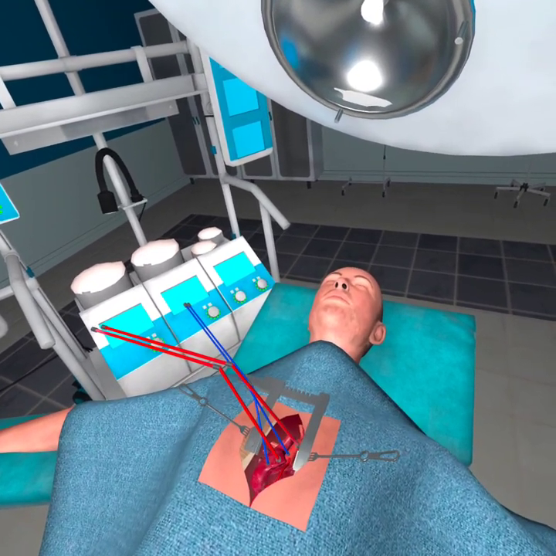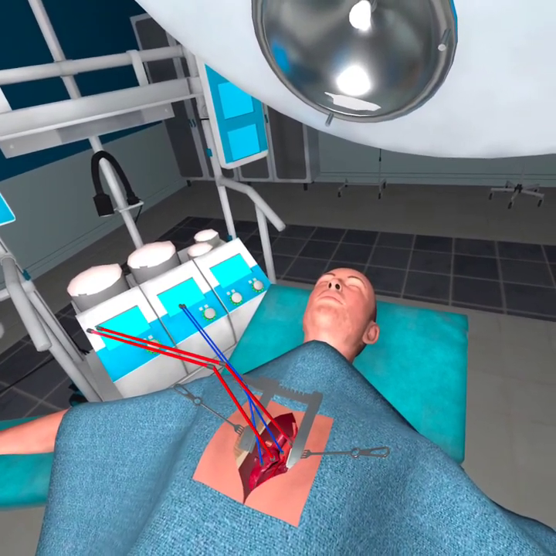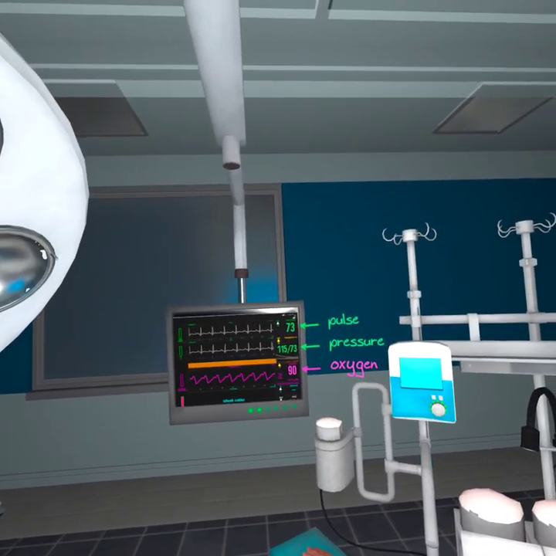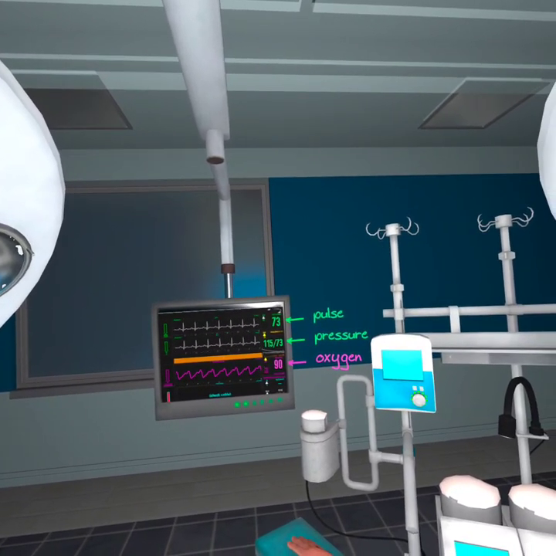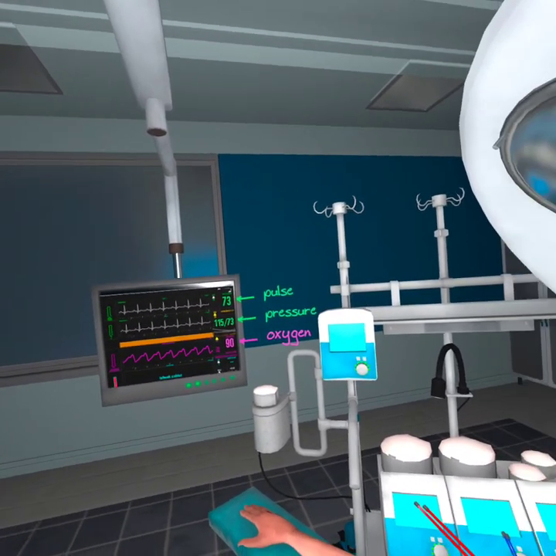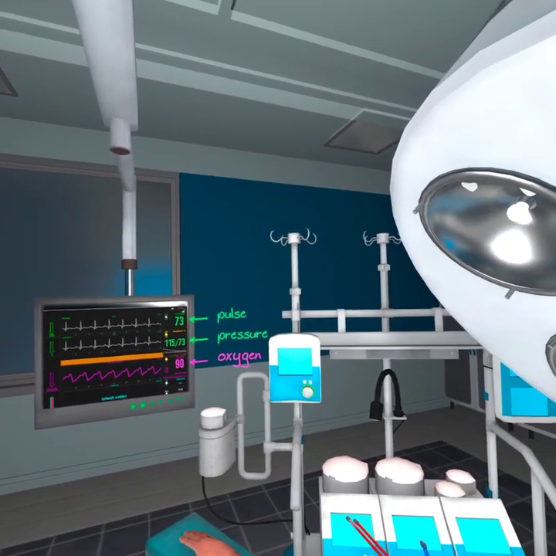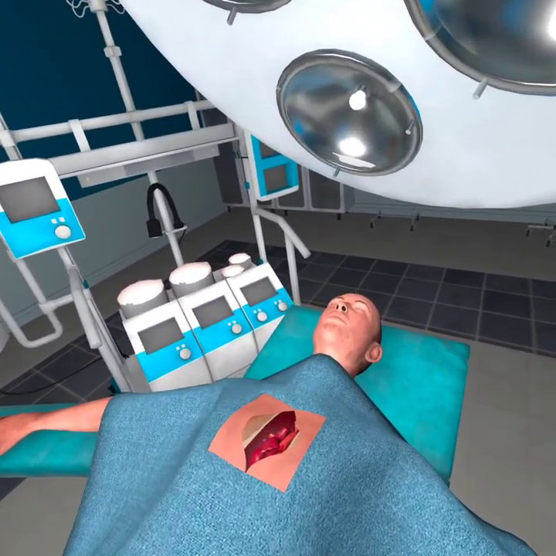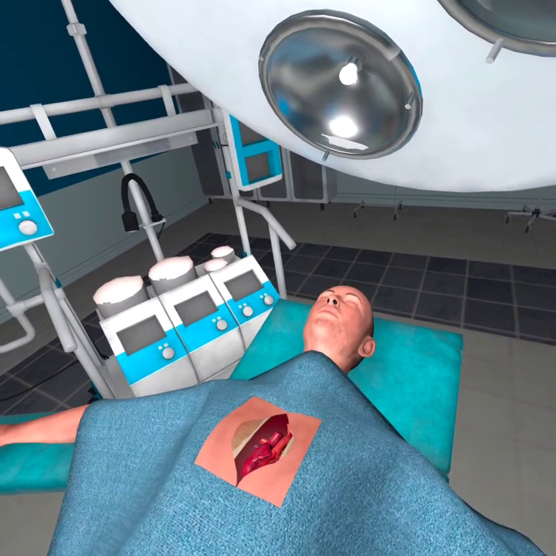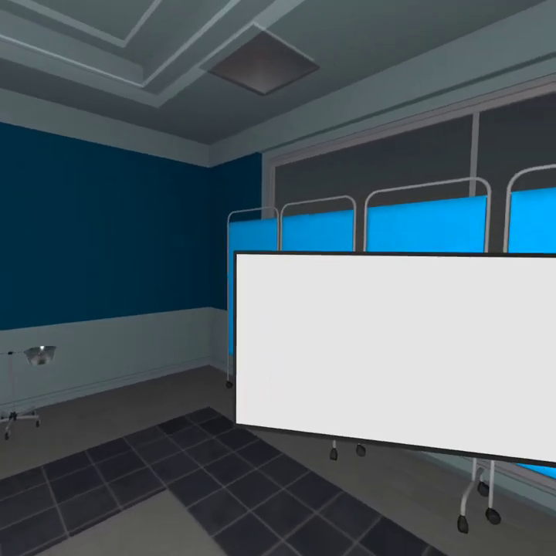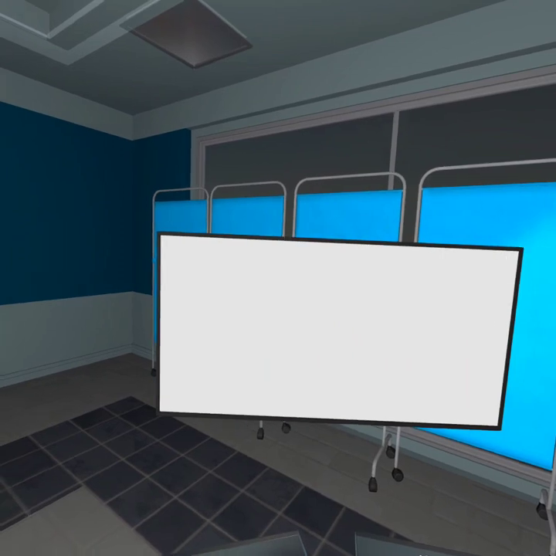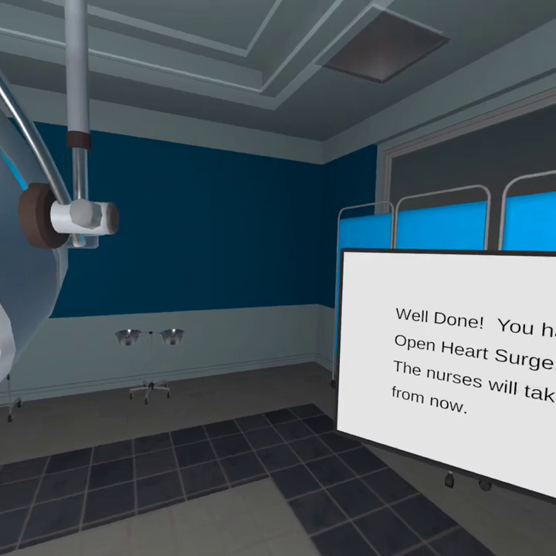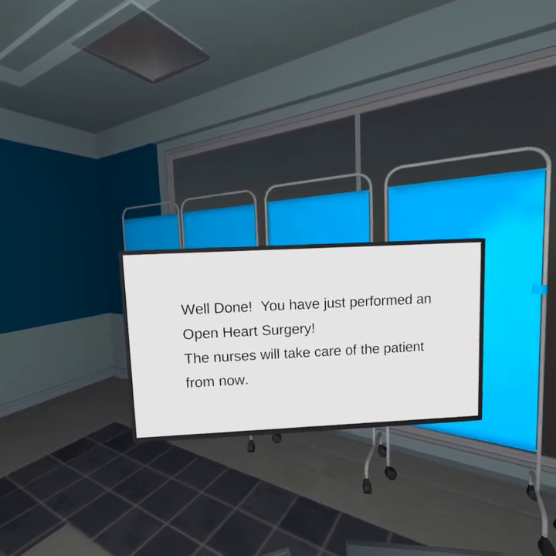What's going to happen next? Well, the heart rhythm will slowly recover. You can check the heartbeat on the monitor. Once the heart beats at its normal rhythm, we can turn off and disconnect the heart-lung machine. Well done guys, you've just performed open heart surgery. The nurses will take care of the patient from now on.